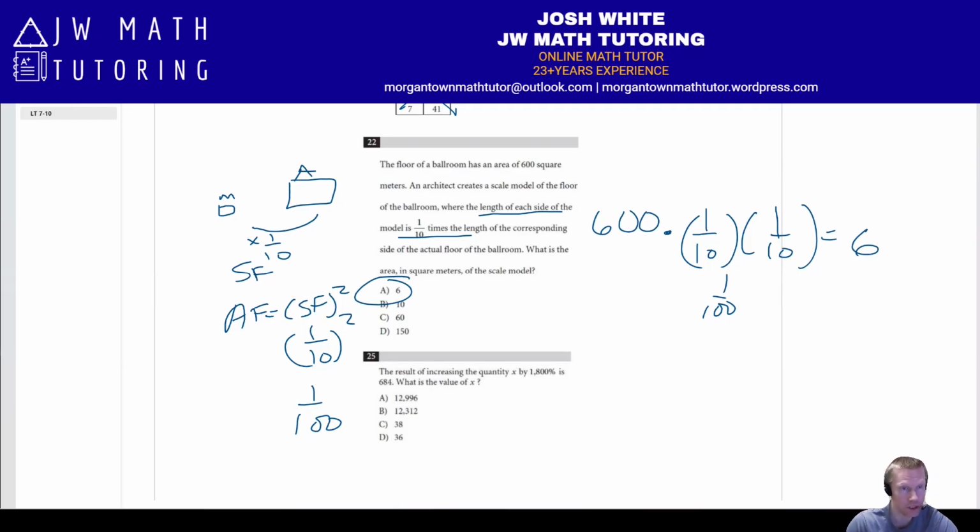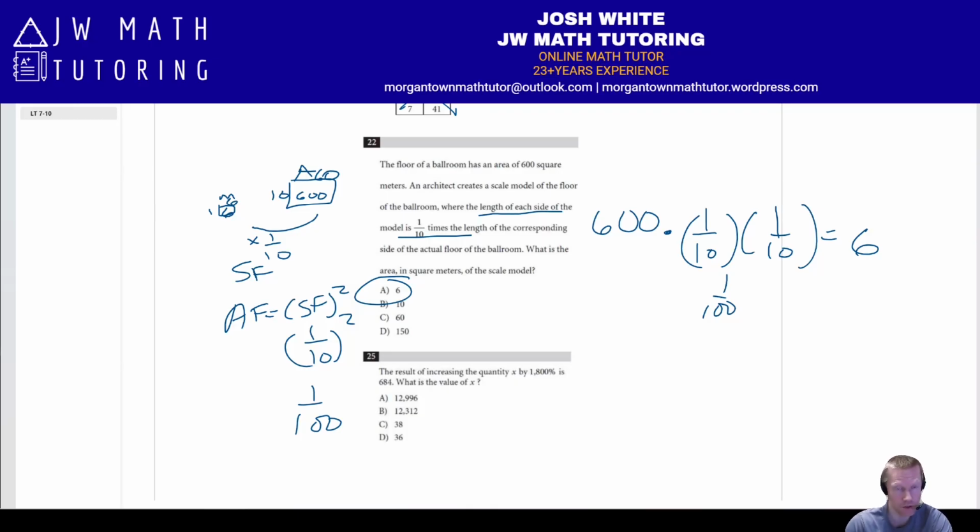Now, if that's a little confusing, let's pick some actual numbers and work it out that way instead. So for example, I'm going to say that the actual has, let's say, a length of 60 and a width of 10. Okay, that gives me an area of 600, so that checks. That would mean for the model, since each side is 1/10, the length of these, that would mean that this side is 1, 1/10 of 10 is 1, and that would mean that this side is 6. So what's the actual area of the model? Well, 1 times 6 is 6. So we get the same answer.